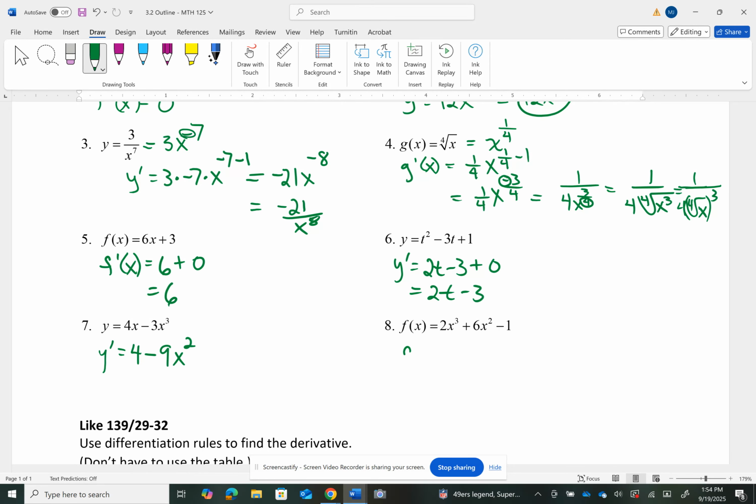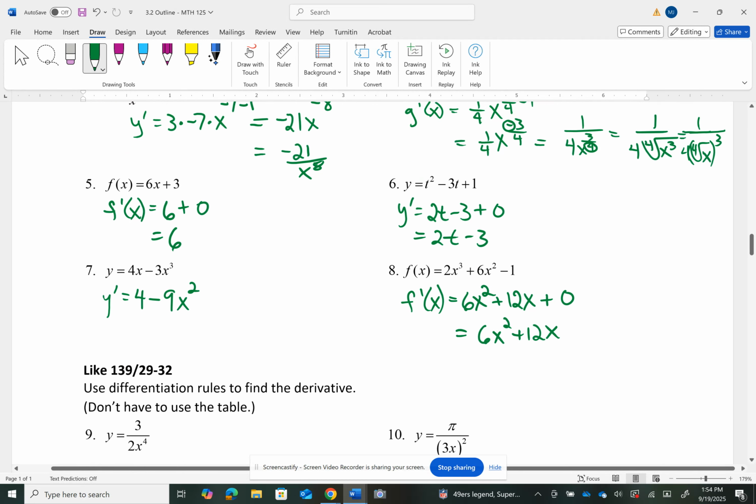Okay. And for number 8, the derivative of the first term would be 2 times 3, which is 6x to the second power. And then the second term would be 12x to the first power, which I'm not going to write the 1 on it. And then the derivative of the constant term would have been a 0. So 6x squared plus 12x. It's that quick. Okay, it's that fast to do.